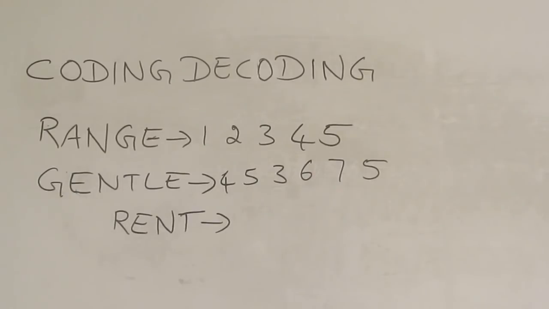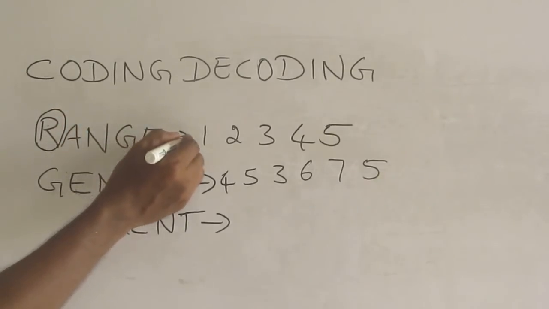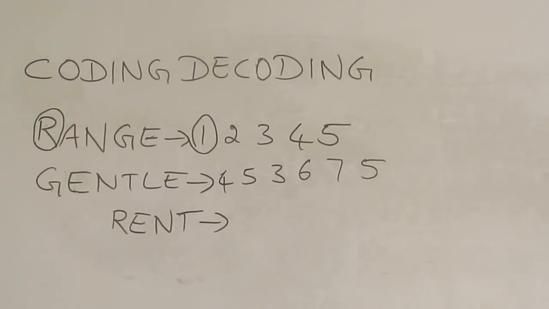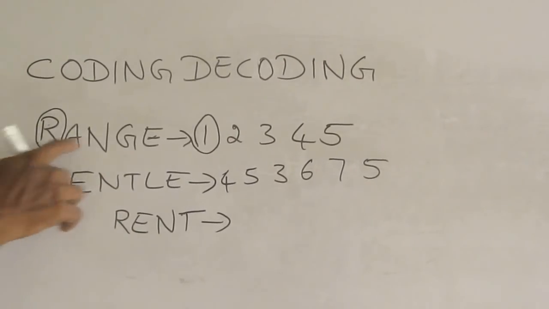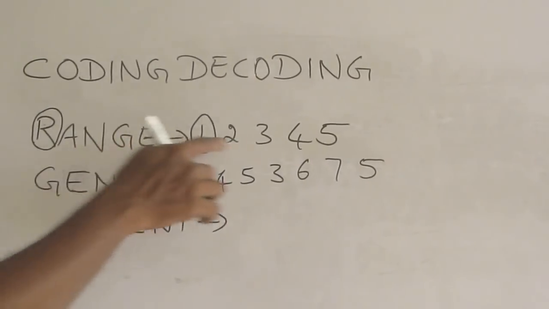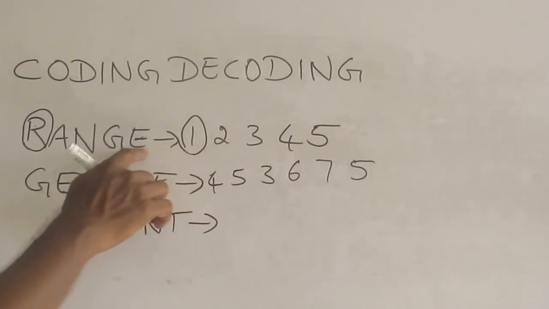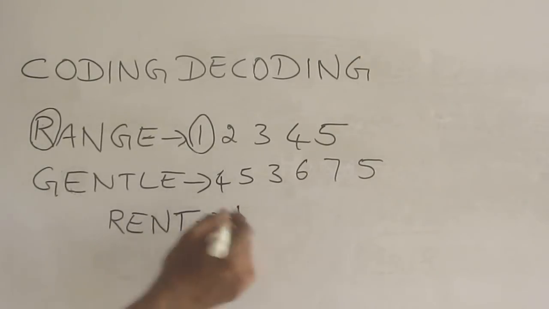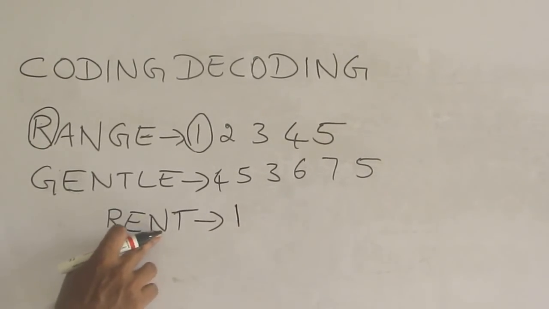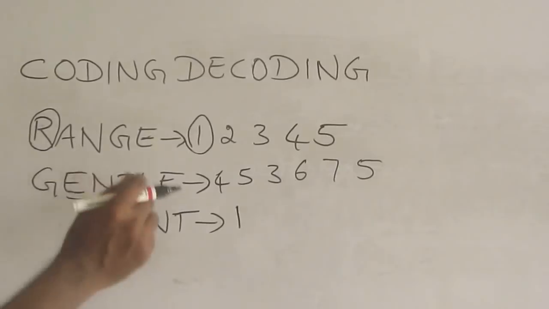When you observe, this is a very simple question in coding decoding, because R is the first letter, and 1 is the first letter. So it is a perfect match between the LHS and RHS. R is 1, A is 2, N is 3, G is 4, E is 5. So what is the word we need? Rent. R is 1. What are the next letters we need? E and T.